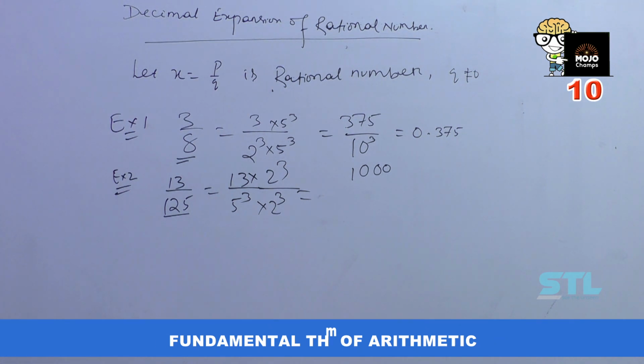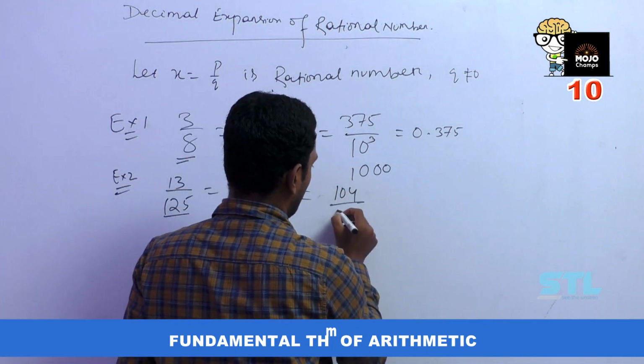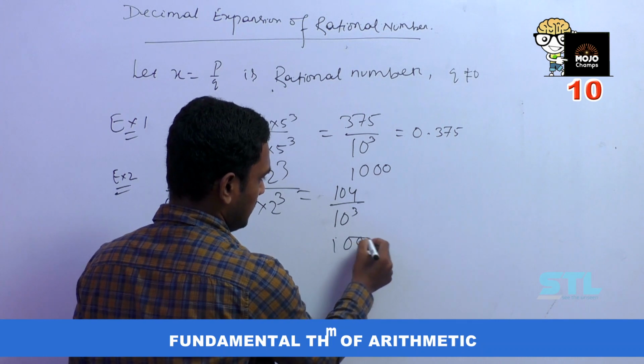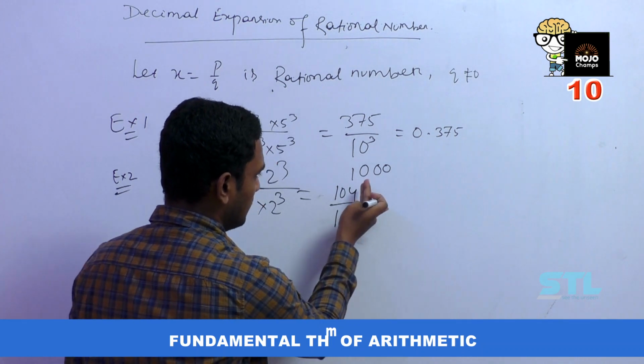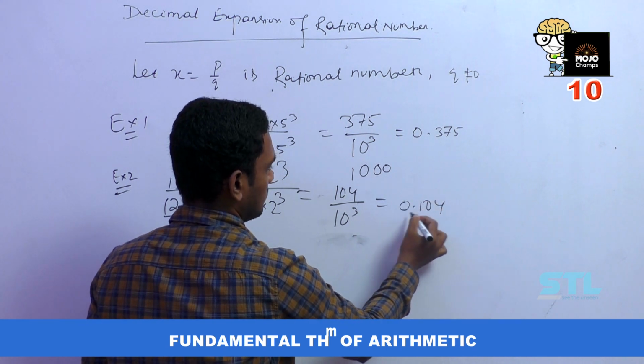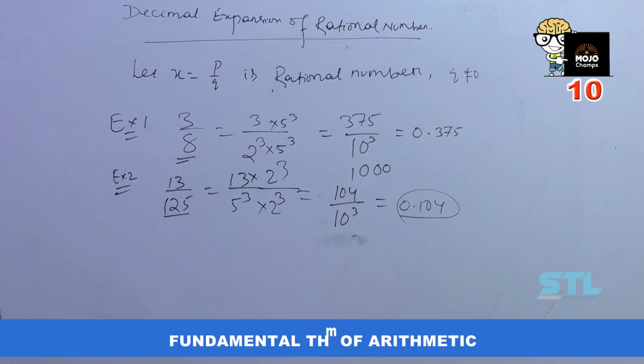So what is the product? 104 by 10 to the power cube. So from the right side, 1, 2, 3, it is 0.104. Terminating.